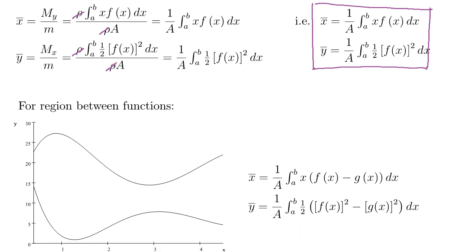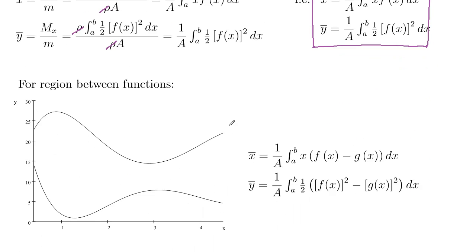Now, if your region is between two functions, so we've got an upper function here, f of x, and a lower function, g of x, what we want is the balance point of this region that's in between the two functions. So what do we do? Well, 1 over the area, and remember area you get by doing the integral of f minus g, and then instead of integrating x f of x, you integrate x times f of x minus g of x. Okay, so that's the vertical distance between those functions.